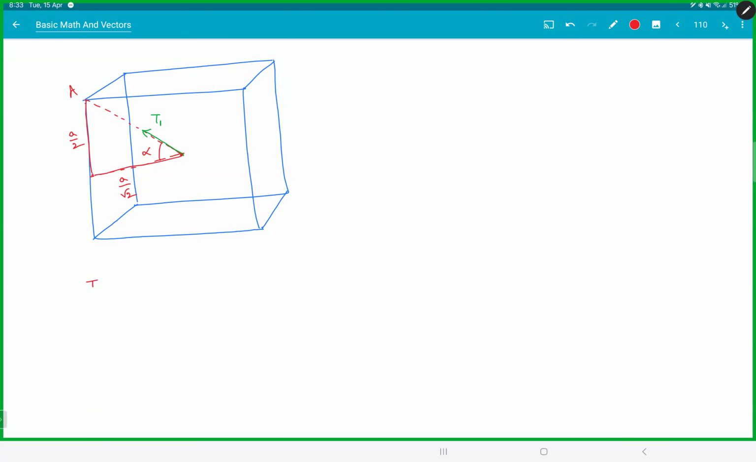So from here, we get tan alpha is a by 2 over a by root 2. So this is actually tan alpha is 1 by root 2. Everyone got that angle?